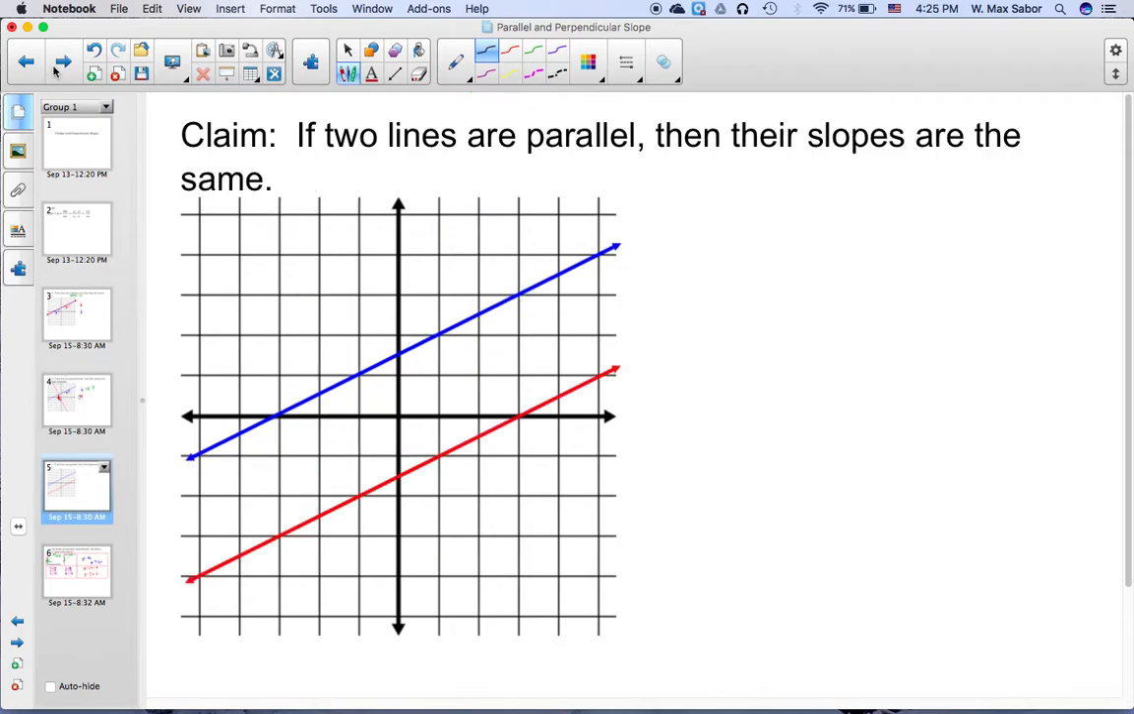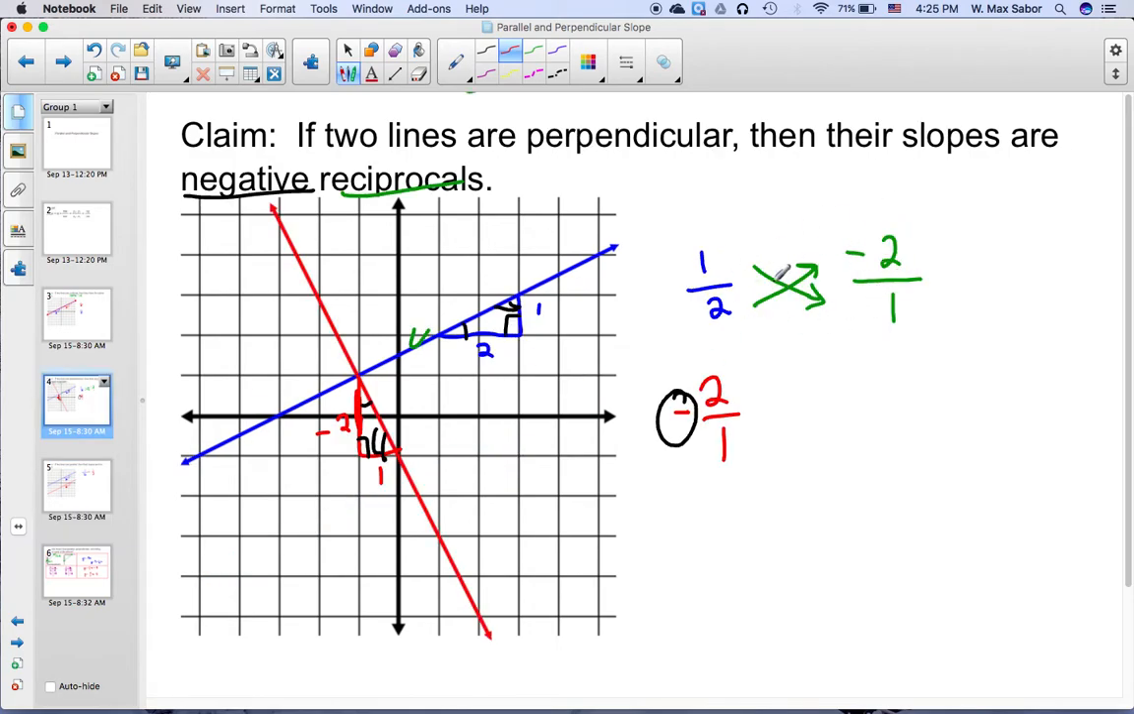And another claim, one maybe more straightforward to see, is that if two lines are parallel, then they have the same slope as well. And you can see this here. This is 1 over 2. This also has a slope of 1 over 2. So parallel lines have equal slopes. Perpendicular lines have negative reciprocal slopes.